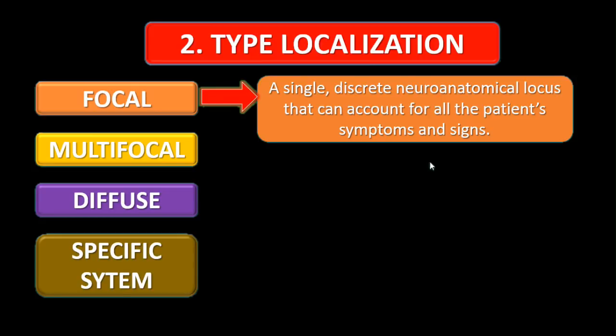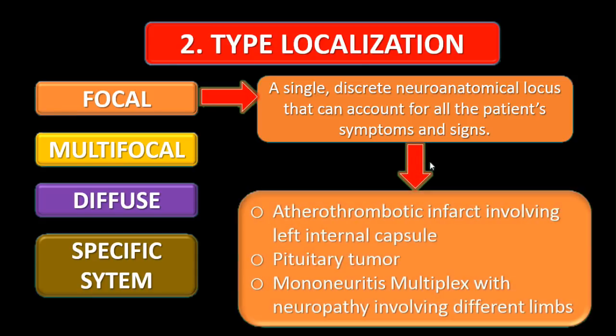A focal lesion is one in which a single discrete neuroanatomical locus can account for all the patient's symptoms and signs. For example, in a patient with sudden onset of right hemiplegia and aphasia, okay, that clearly speaks of a left cerebral hemisphere involvement. You can explain that because that's a focal lesion. A left cerebral hemisphere infarction or stroke.